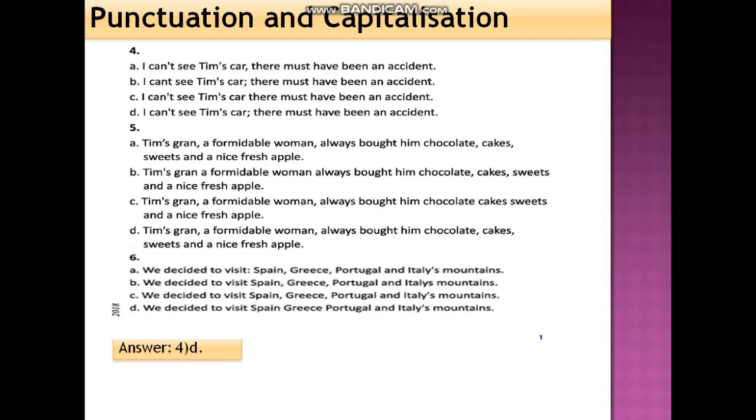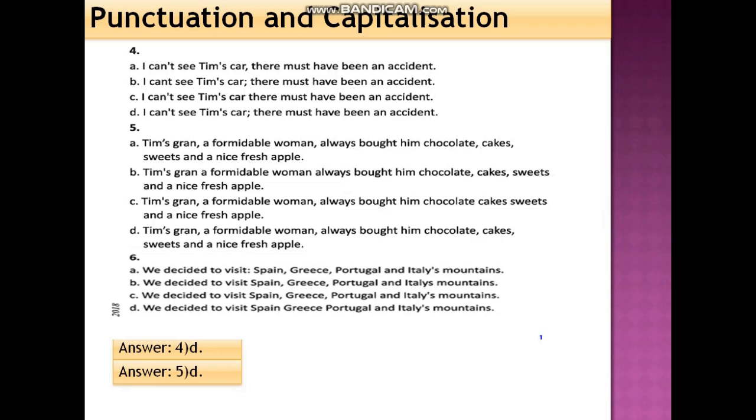I can't see Tim's car. There must have been an accident. Okay, next one, number 5. Also 4 options. Find out the correct punctuated sentence. And match with mine. Number 5, answer is D. Tim's gran, a formidable woman, always bought him chocolate, cakes, sweets, and a nice fresh apple.